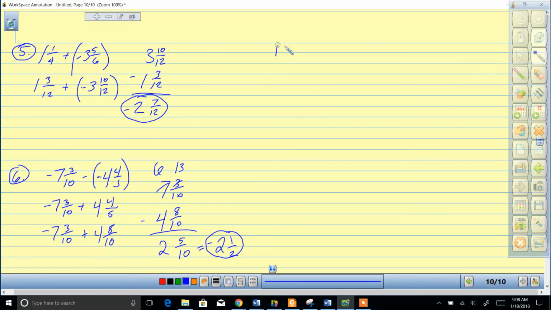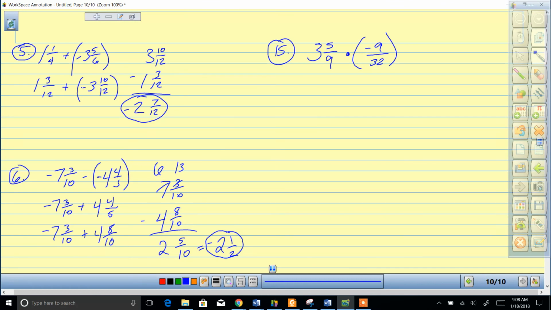Number 15, 3 5/9. This is going to be an example of a multiplication problem. We're multiplying by negative 9 over 32.